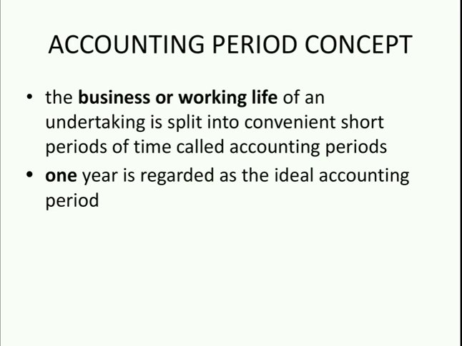The business or working life of an undertaking is split into convenient short periods of time called the accounting periods. So 1 year is regarded as the ideal accounting period. So 1 year, that is 12 months time, is always considered the best time.